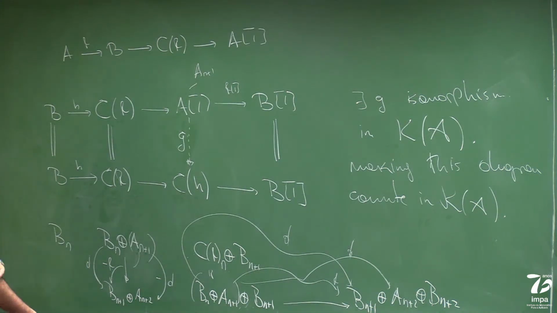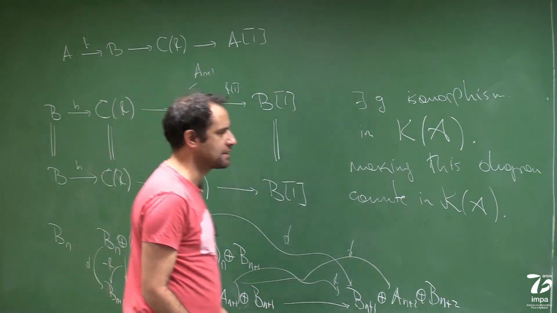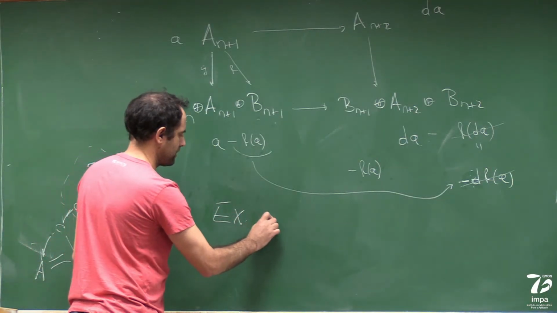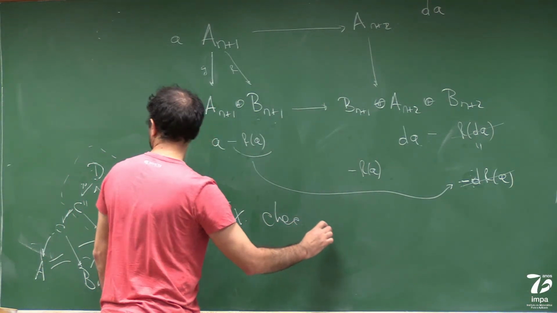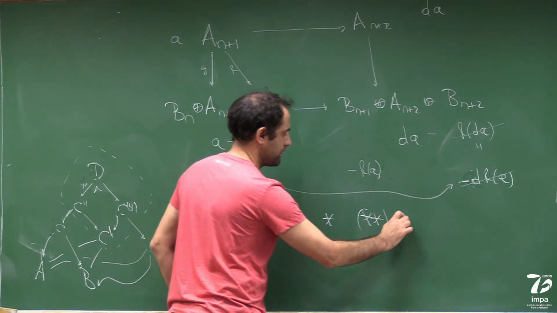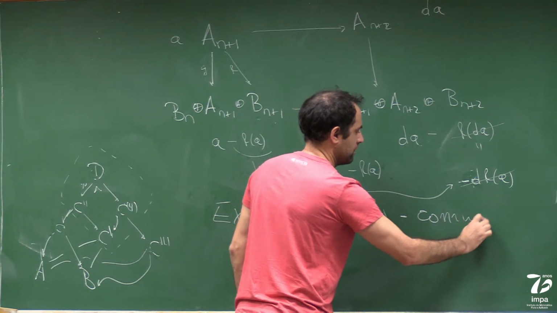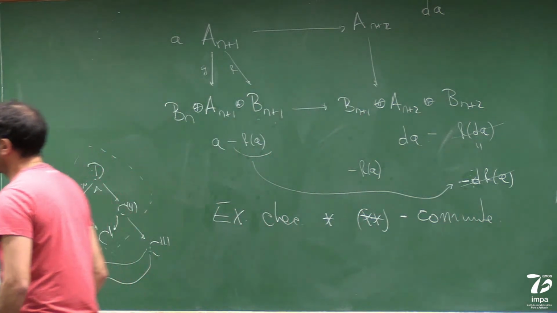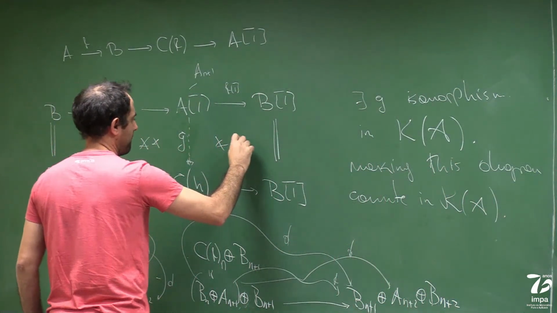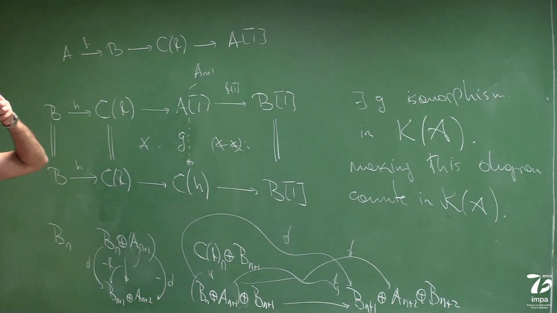I don't think we're going to have time to check every little detail that this diagram commutes, so I'll leave this as an exercise. Exercise: check that this commutes. Check that both diagrams star and star star commute, because I want to check something more complicated. So these two commute.